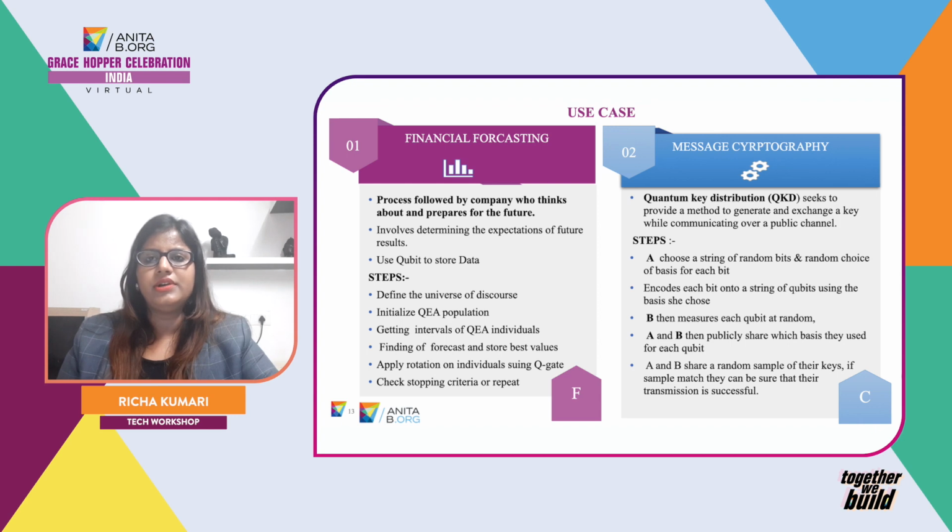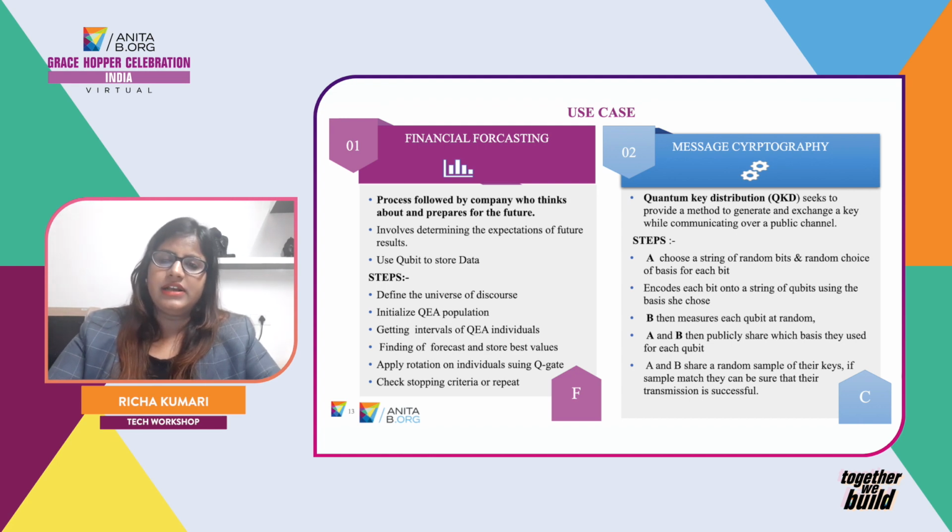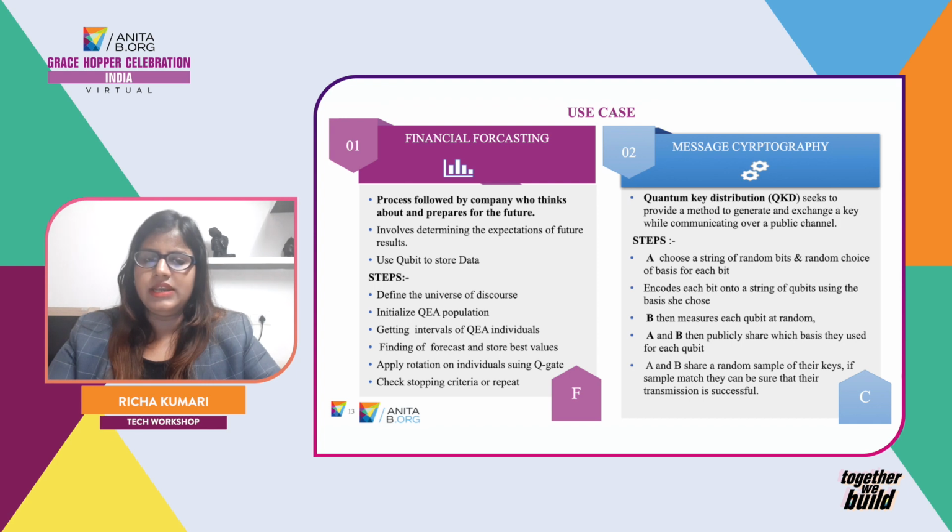Now we will talk about the use cases. As I told, the algorithms are used for multiple use cases. Suppose there is financial forecasting. Financial forecasting is also done by classical computing, so why do we need quantum? Suppose there is a huge population, and based on that we need to see what the forecast is for the financial future.